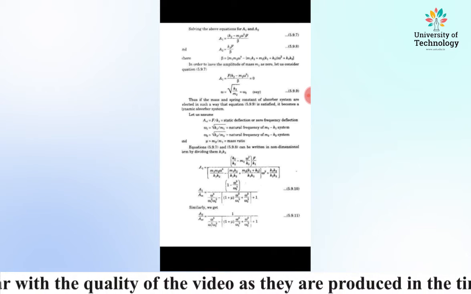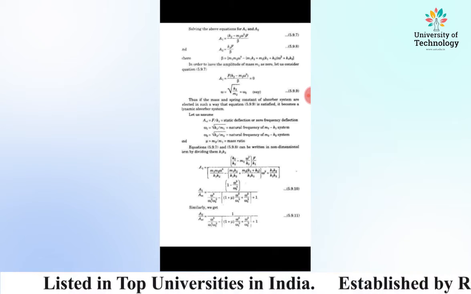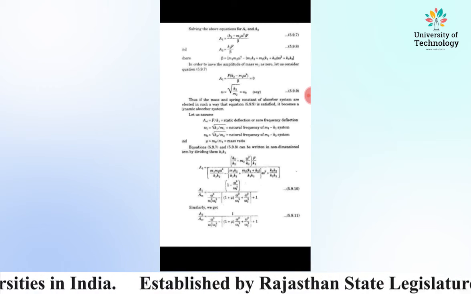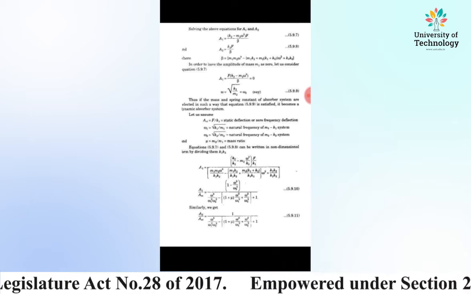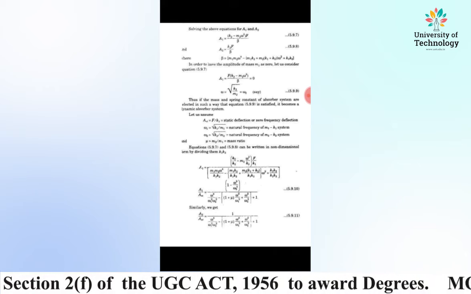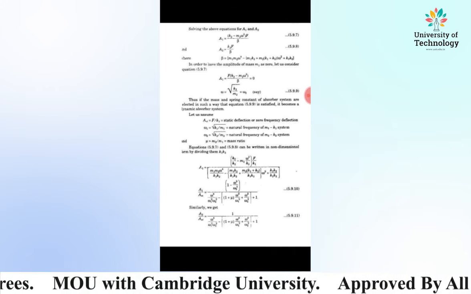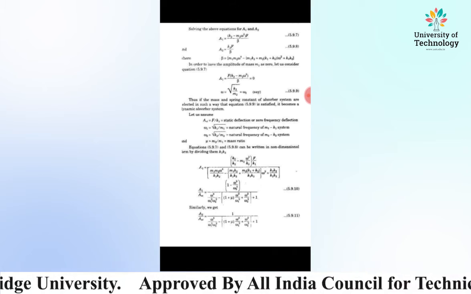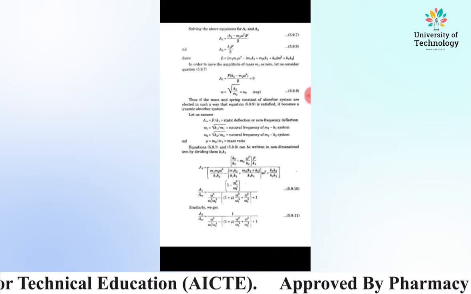If the mass and spring constant of the absorber system are selected in such a way that the equation omega is equal to root k2 by m2 is satisfied, it becomes a dynamic absorber system. That is, assume that the amplitude A static is equal to F by k1, that is static deflection or zero frequency deflection. Omega 1 and omega 2 are equal to root k1 by m1 and root k2 by m2, and the mass ratio is m2 by m1.